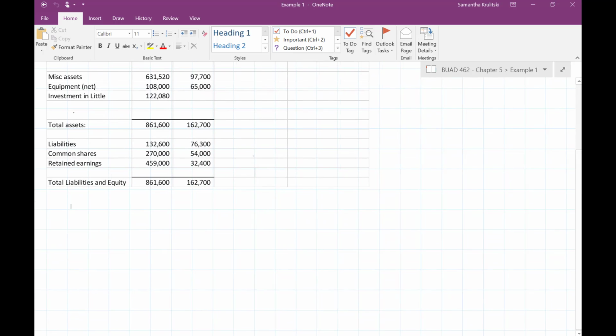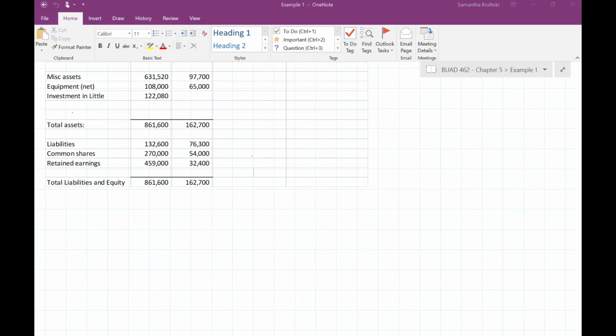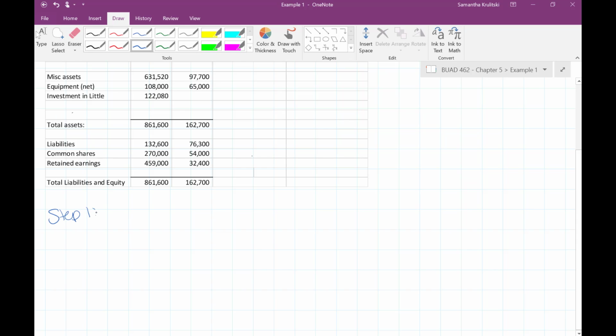We need to prepare our AD table. Our first point here is, what is the purchase price? What did they buy the shares of Little for? They bought 80%, and they bought it for $122,080. We're going to highlight this in blue because we know this is going to be a balance sheet adjustment.